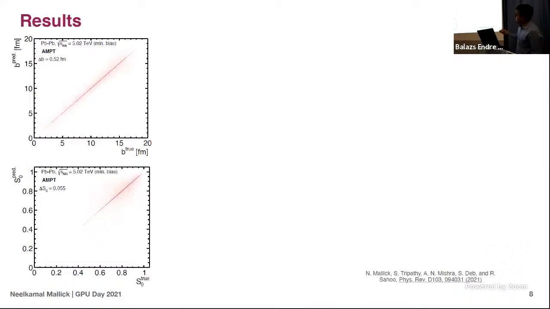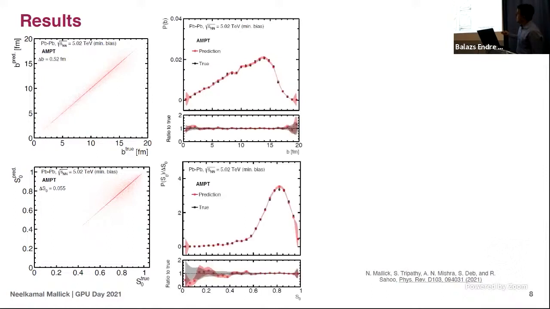The impact parameter domain is from 0 to 20 fm, and the sphericity is of course 0 to 1. 0 is the jetty kind of events and 1 is the isotropic events. For heavy ion collisions, the sphericity distribution shifts towards isotropic. That means the probability of an event being isotropic is higher compared to the jetty domain.